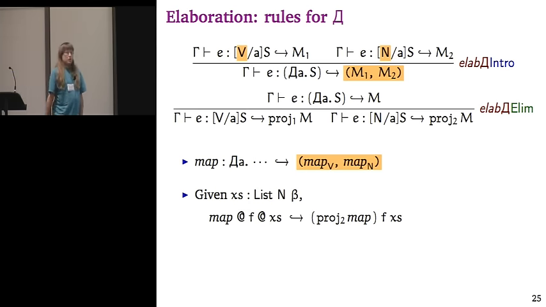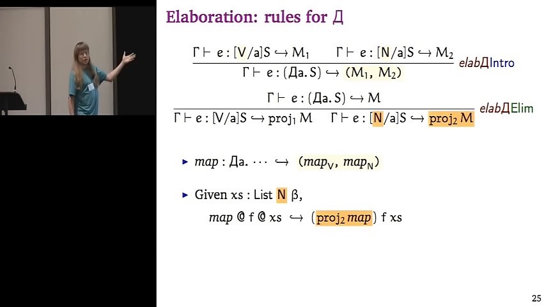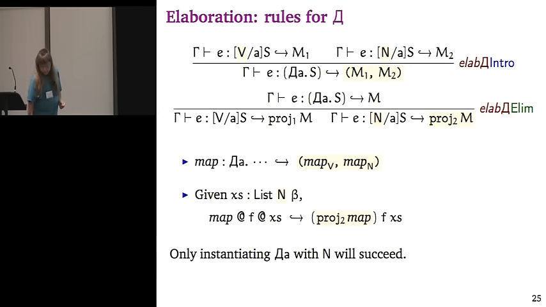If we have polymorphic code, we elaborate it first at the type with v for a, which gives us m1, and then with n for a, which gives us m2. So you elaborate map to a pair of map v and map n. And if you have something that's a stream, so a list n, then you would project out from map to get the version for streams. Since in this particular case, you can only instantiate it with n, that's the only thing that would work, you don't need to put an annotation around map.